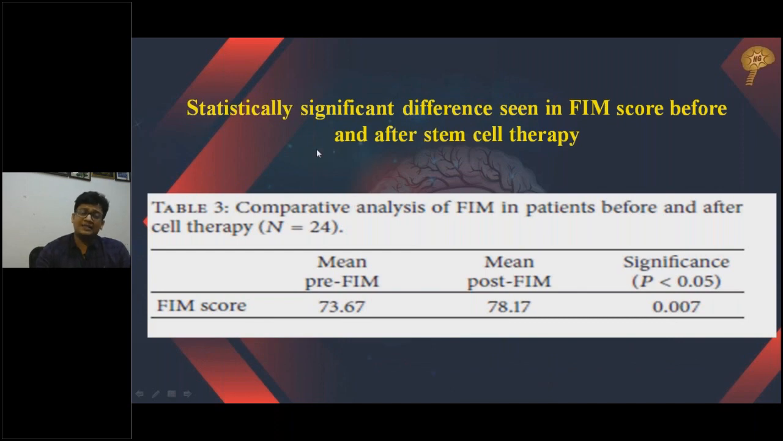So what we have found is a statistically significant difference seen in FIM scores before and after stem cell therapy. You can see the FIM score pre was 73.67, the mean score, and post it is 78.17, which is statistically significant.